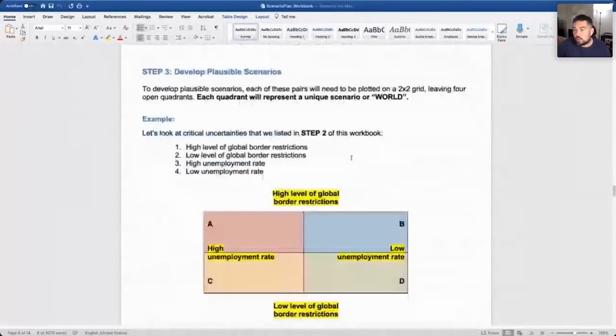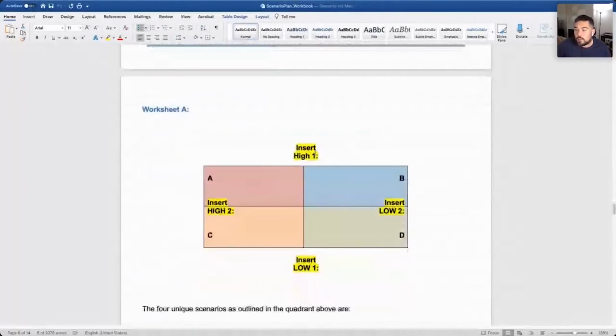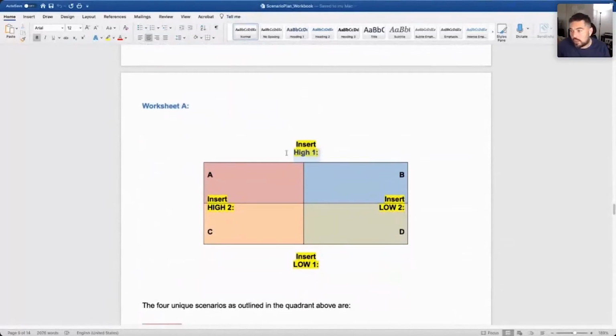Next, you want to pick two of the potential critical uncertainties. So what I'm going to do here is choose what I think the most impactful trends are for you. One is student burnout, so I'm going to put high student burnout and then low student burnout. And I'm going to say high cases of COVID. You can determine what high or low means. Low cases of COVID.